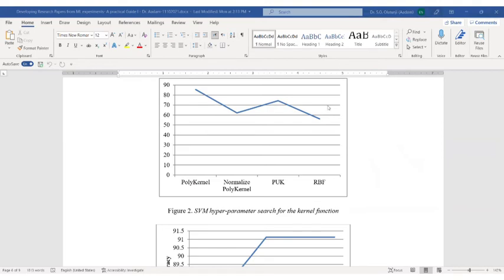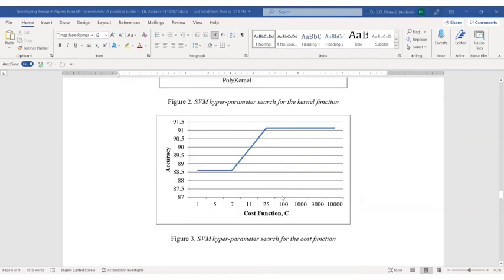Now, once you have done that, you move to another parameter. For example, this is cost function C. You can see here also, we keep trying different values, 1, 5. You can try at random. So we will discuss, there's going to be a video later on how to optimize parameters. There are several ways of optimizing parameters.